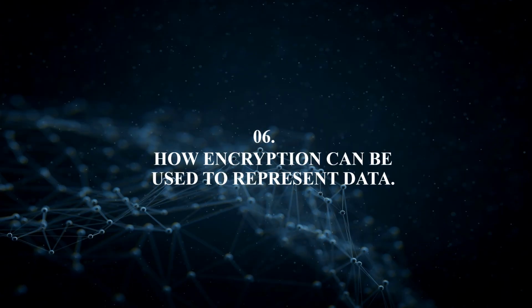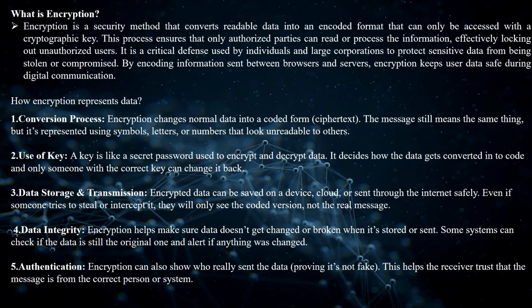Now let's look at how encryption can be used to represent data. Encryption is basically a way to keep data safe. It changes the data into a form that looks like random letters, numbers, or symbols so that anyone who shouldn't see it won't be able to understand it. The data is still there, but its appearance has changed. This is really useful when we are storing sensitive information or sending data online because it keeps it safe.